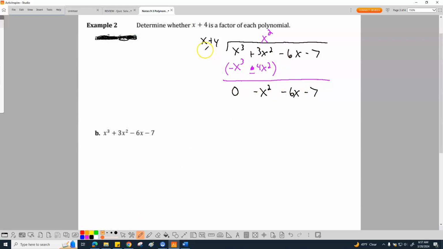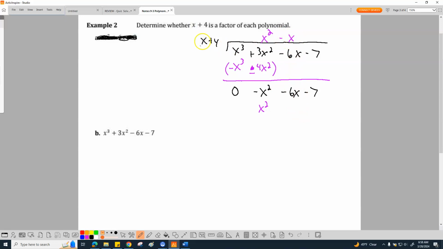So now I'm going to look at this. I go to this term, which is x, my first leading term. And now my new leading term is negative x squared. So how many times can x go into negative x squared? Pay attention to this. It can go in negative x times. Make sure your columns are lined up. See, my x's are lined up. X times x is x squared.